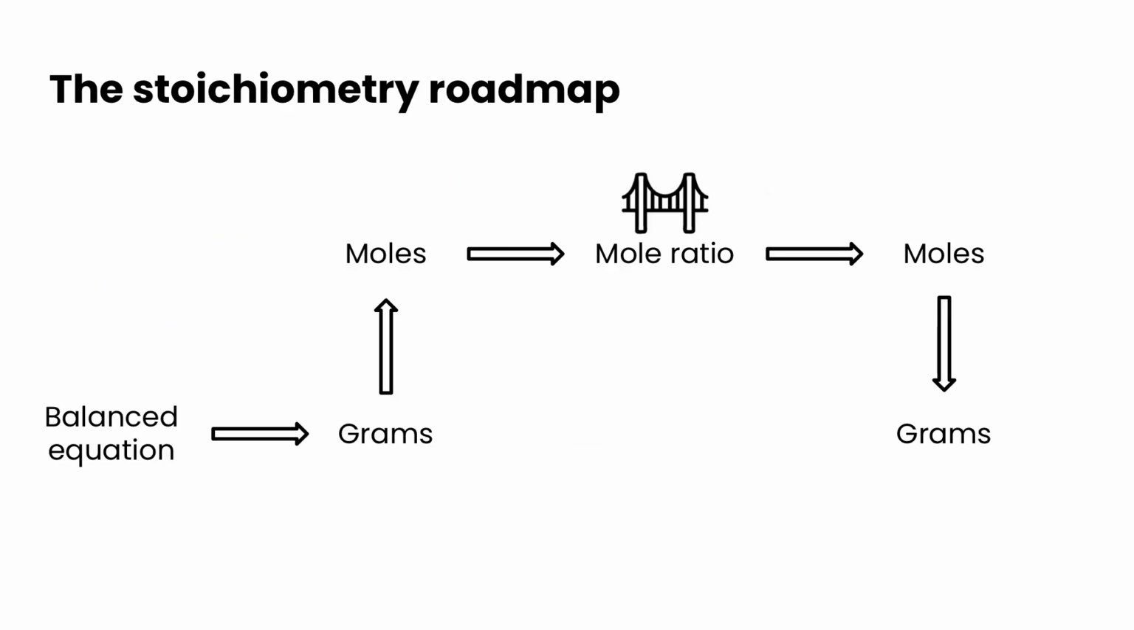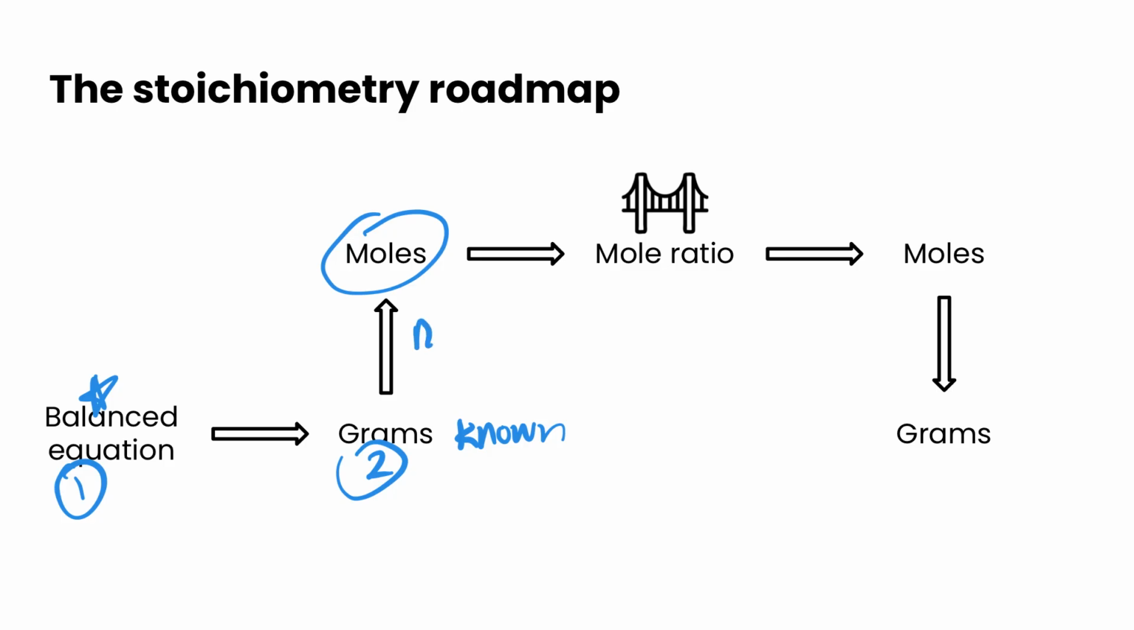So let's put this all together and look at the big picture. We can think of this as our stoichiometry roadmap, where we usually have stoichiometry problems, especially if they're mass-based. We usually start with grams because that's how quantities are measured in the lab. So the first thing we need to do is always start with a balanced chemical equation. We're then given grams, so this is our known value. And we need to convert that to moles using moles is mass over molar mass.